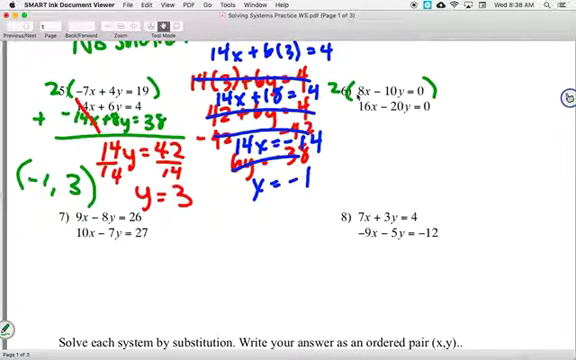Negative 1 comma 3. Okay, there's our solution. Now I said I wanted to talk about number 6. So let's talk about number 6. If we multiply the top one by 2, everything by 2 here, what's going to happen?